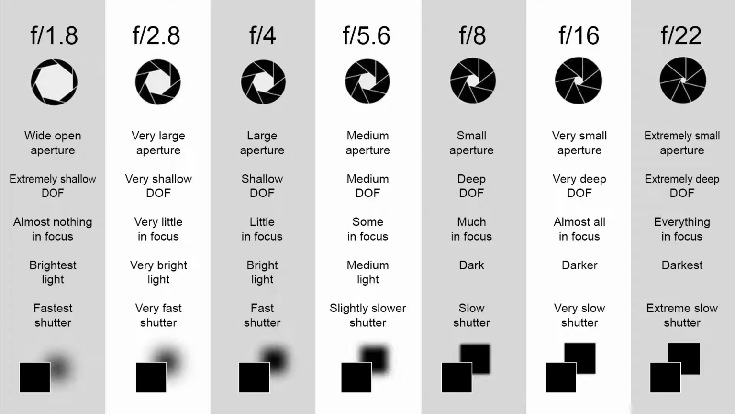Certain things happen with a camera when you change your f-stop. It can affect your shutter speed directly, and sometimes can cause you to have to adjust your ISO as well. But for the most part, an f-stop affects your depth of field.